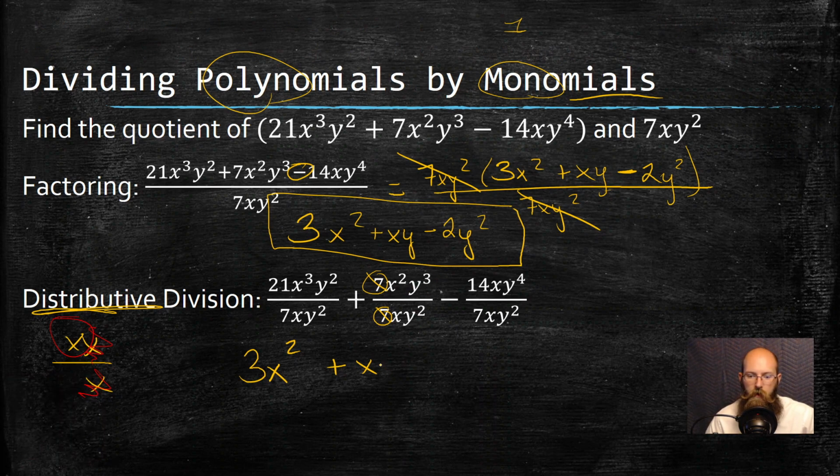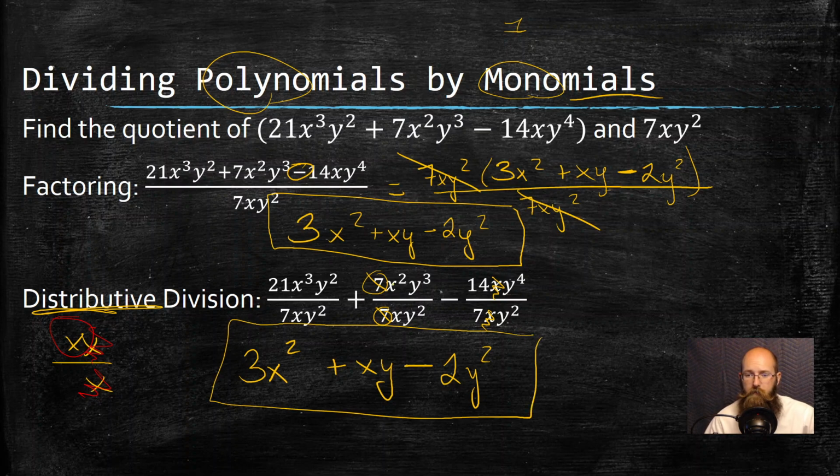Y cubed over y squared, left with a y. And then my next one, I have a negative out in front. 14 divided by 7 is 2. X over x, they cancel. Y fourth over y squared, I'm left with y squared. Same answer, because again, this was the same problem, but these are two different strategies. If you're not really strong with factoring, try this one where you're literally just dividing each piece at a time.